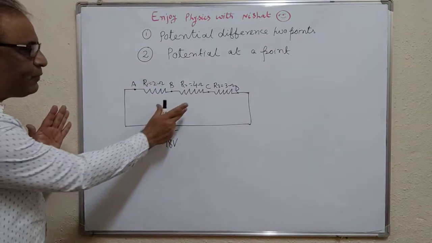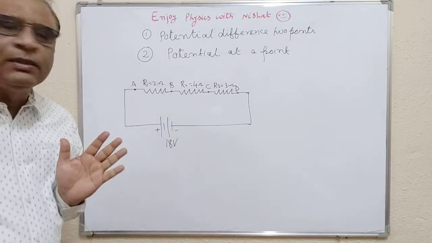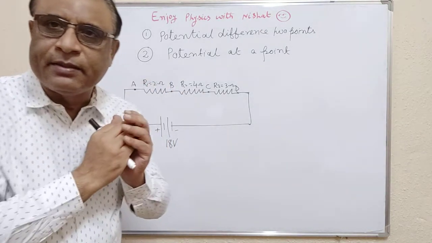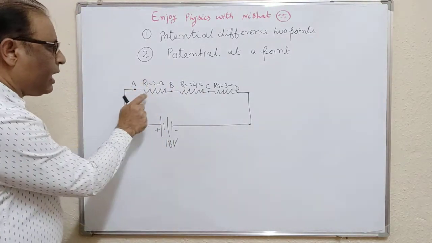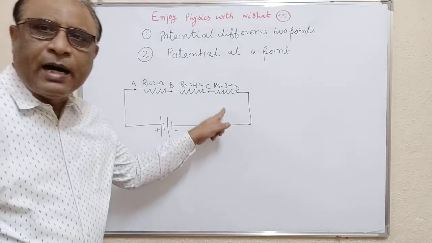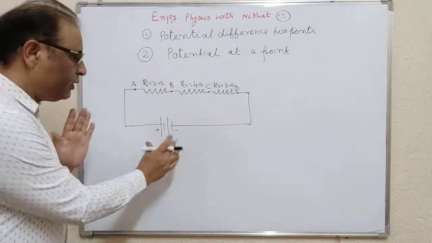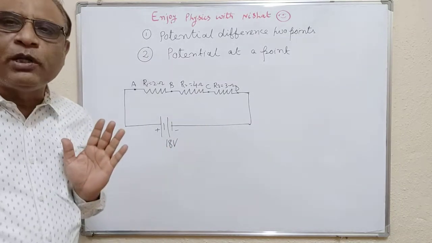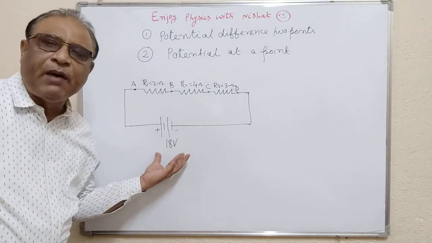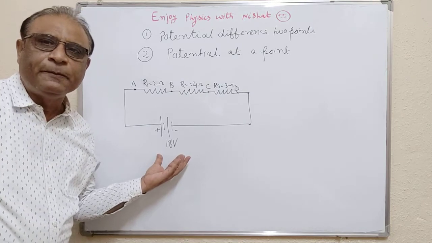Here I have drawn a simple network. All resistances are in series. R1 is 2 ohm, R2 is 4 ohm, R3 is 3 ohm. EMF, electromotive force, that is EMF, 18 volt. Power supply by battery, 18 volt.